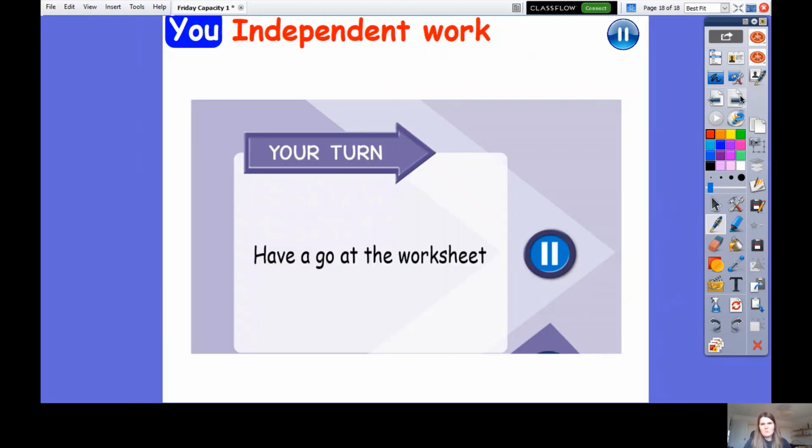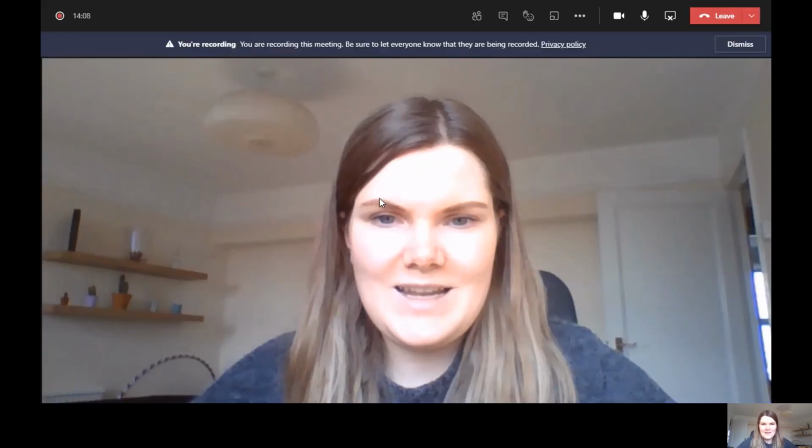Fantastic. All right, well, you're going to have a go at your worksheet now. Remember, you need to circle which has the greatest and the least capacity, comparing the objects. And then if you want to have a go at a challenge, you can look for different objects in your house that have different capacities. All right. Good luck, everyone.